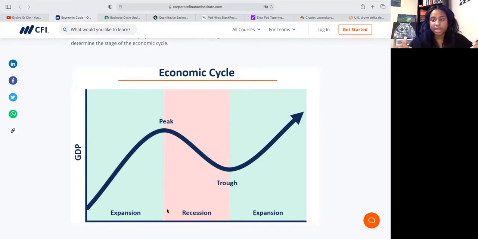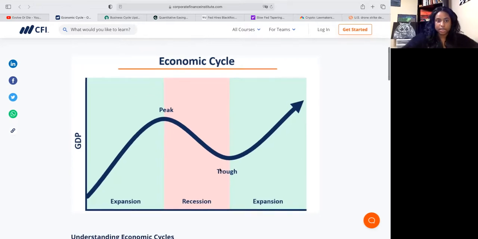So at all given times, every economy is either in a period of expansion, a peak, a recession, coming down, and about to enter an expansion, which is what we call the trough, that little dip that you guys see here. So at any given time, we're in one of these phases of the cycle.